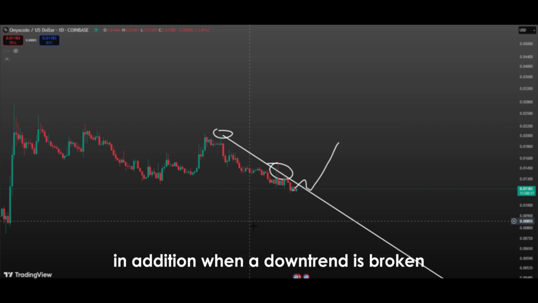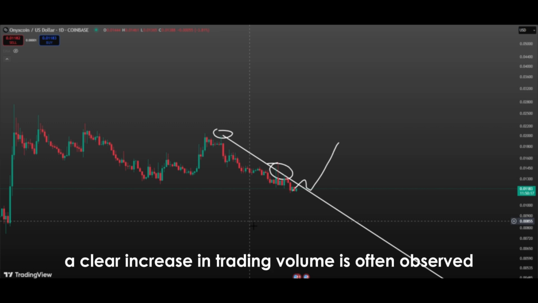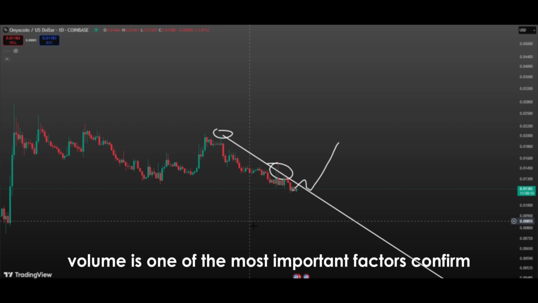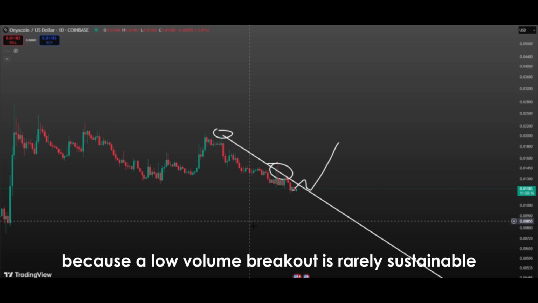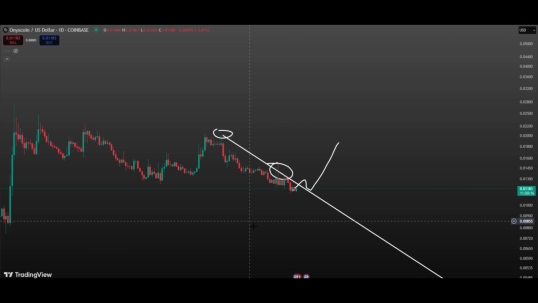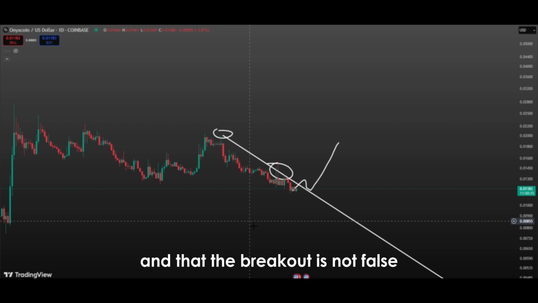In addition, when a downtrend is broken, a clear increase in trading volume is often observed. Volume is one of the most important factors confirming the strength of a breakout, because a low volume breakout is rarely sustainable. But when volume is high, it shows that there is truly strong buying pressure in the market and that the breakout is not false.